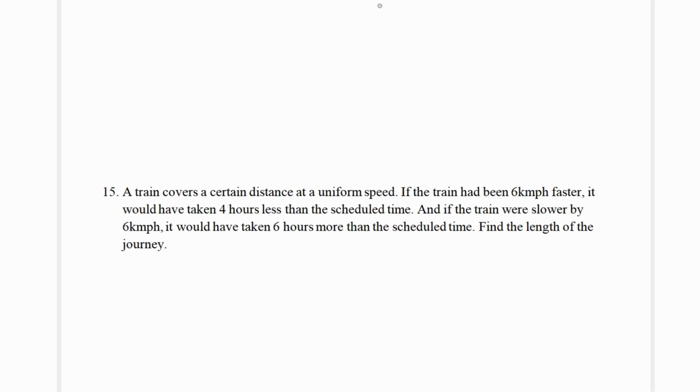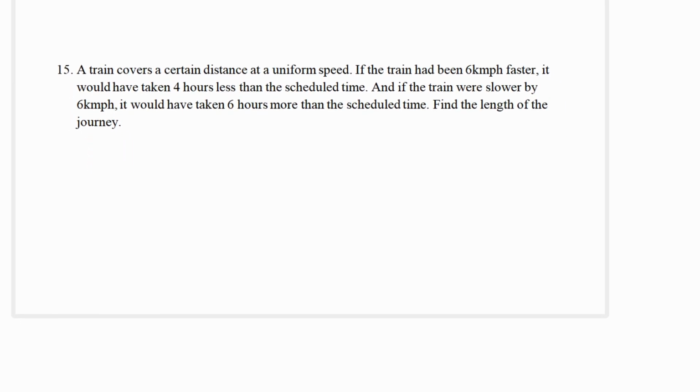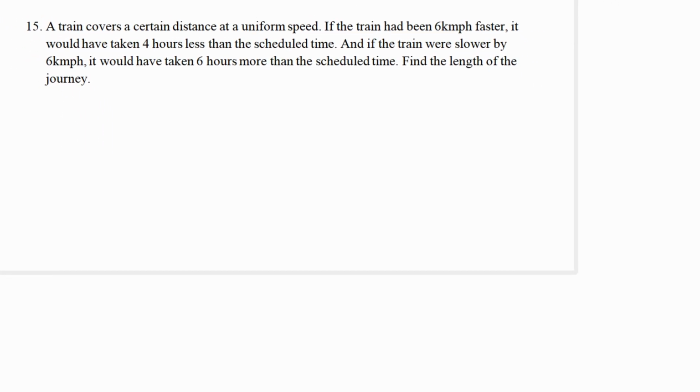Now move on to the last question. A train covers a certain distance at a uniform speed. If the train had been 6 km per hour faster, it would have taken 4 hours less than the scheduled time. If the train would have been slower by 6 kilometers, it would have taken 6 hours more than the scheduled time. Find the length of the journey.